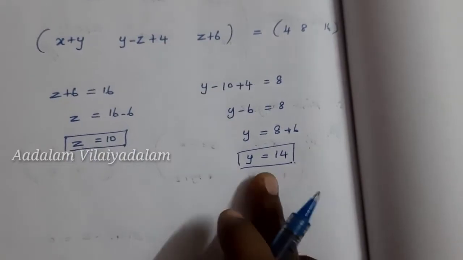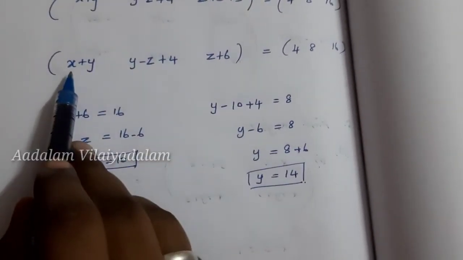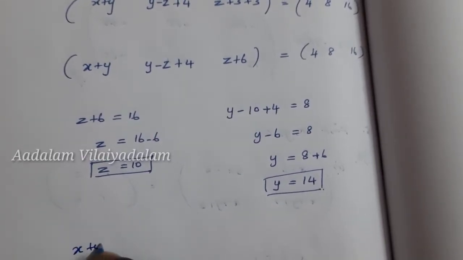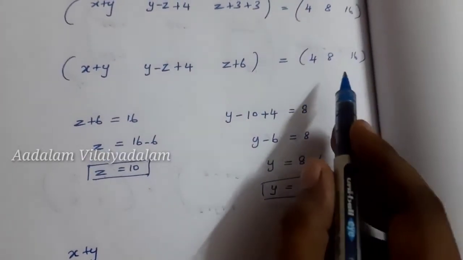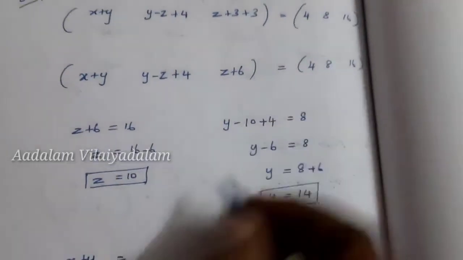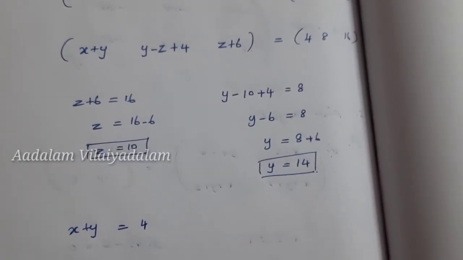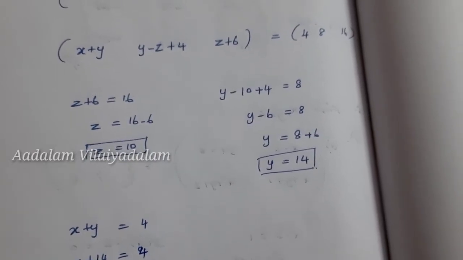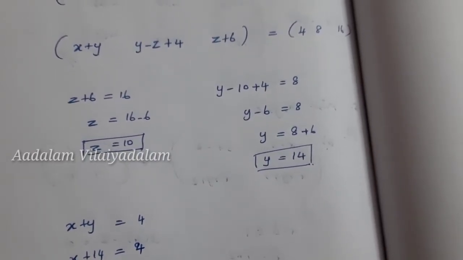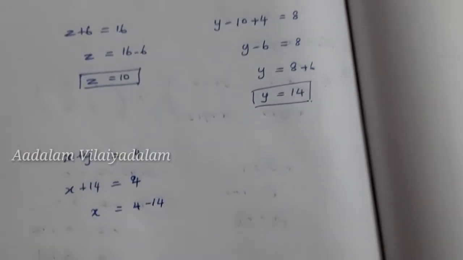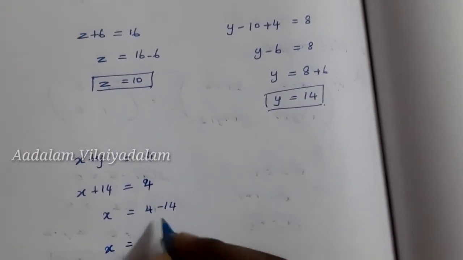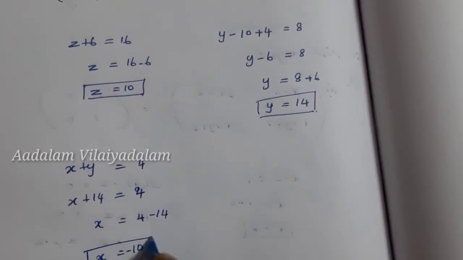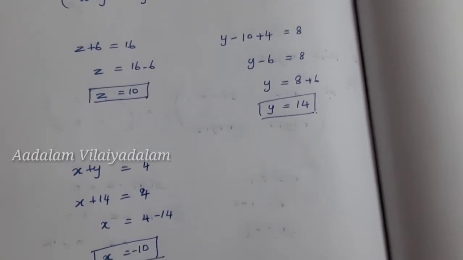And let's substitute the y value in the corresponding element of the first place. Therefore, x plus y equal to 4. Here if we substitute this value, x plus 14 equal to 4. Therefore, x equal to 4 minus 14. Therefore, by the subtraction, we get minus 10. Clear?